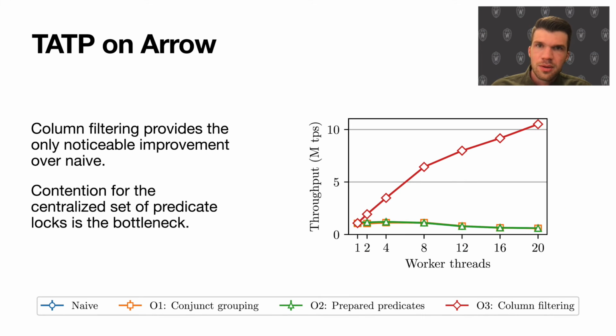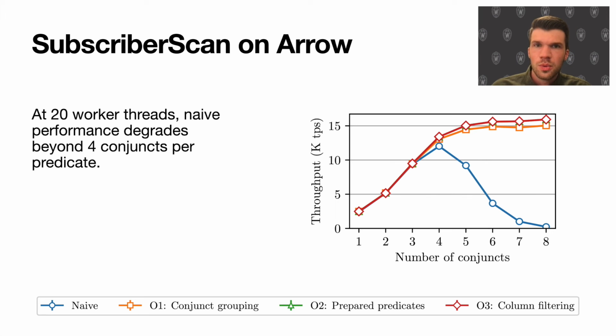For TATP, column filtering allows the system to scale up to 10 million transactions per second. Here, contention for the centralized set of predicate locks is the bottleneck, so the other optimizations do not provide noticeable improvement over naive predicate locking. For subscriber scan, with 20 worker threads and varying number of conjuncts per predicate, naive predicate locking performance begins to degrade beyond about 4 conjuncts per predicate, but our optimized predicate locking avoids this performance degradation.